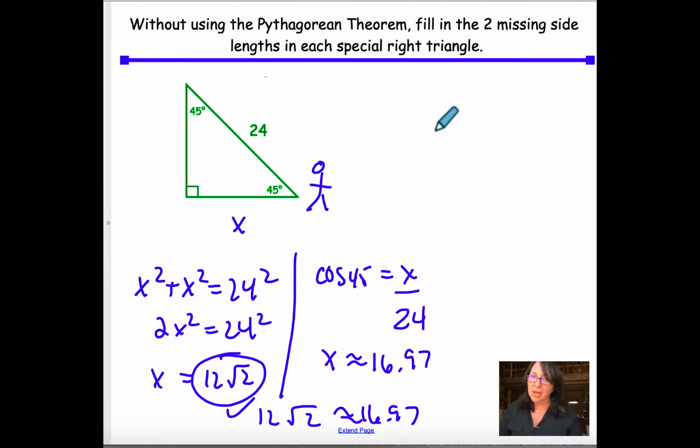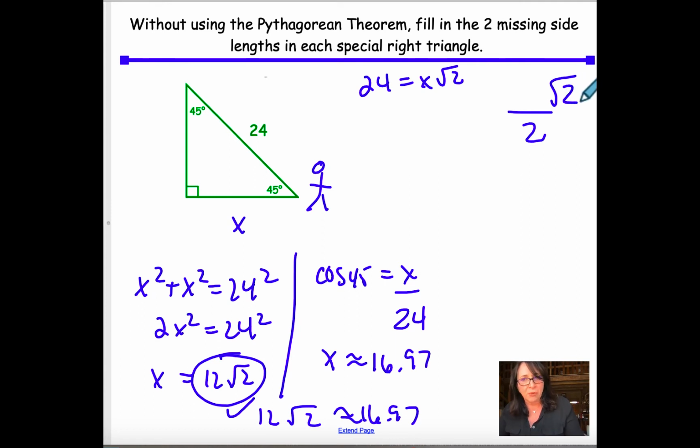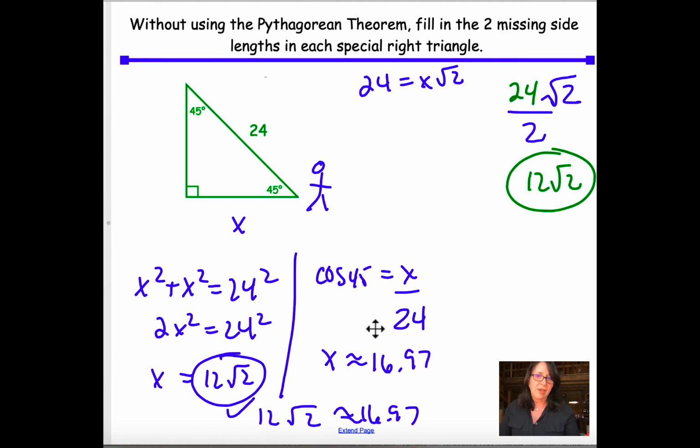But what they actually really want you to do is to use the shortcut. So if I had set 24 equal to x root 2, I could divide by root 2 on both sides. That's what they want you to do. The rule is basically divide by root 2, multiply by root 2. Sorry, the rule is basically divide by 2, multiply by root 2, and that's with 45-45-90s. So basically I'd take the 24 divided by 2, I get 12 root 2, and that's the length of one side.